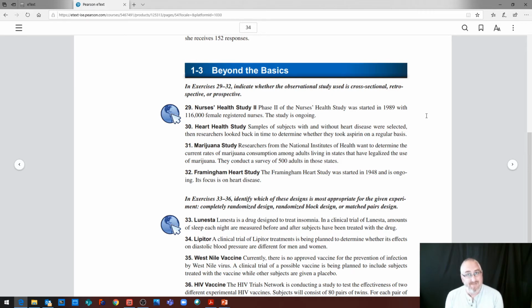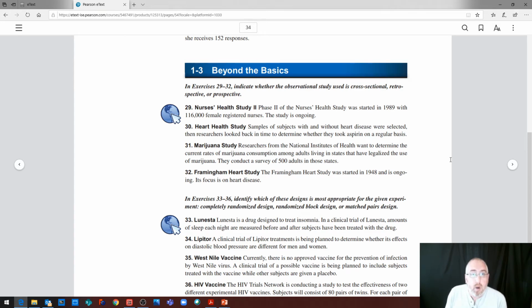Study's ongoing. So that means it's going on into the future. So this is actually a prospective study. Even though it was started back in 89, it's ongoing. That last sentence is what kills it. So because it's ongoing, that means it's still going on into the future. So be careful. They like to try to trick you with these questions. So really take your time to think about it.